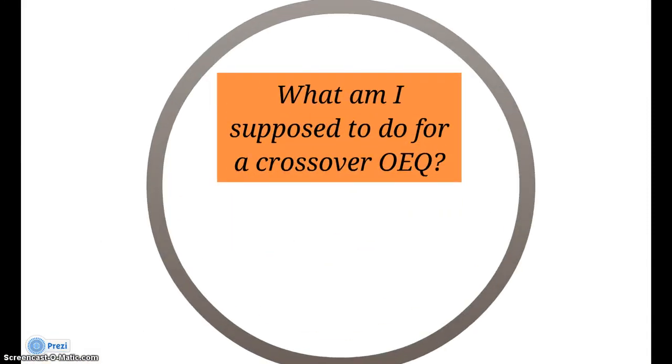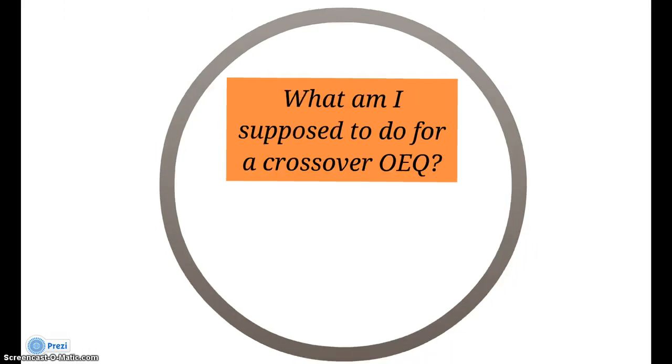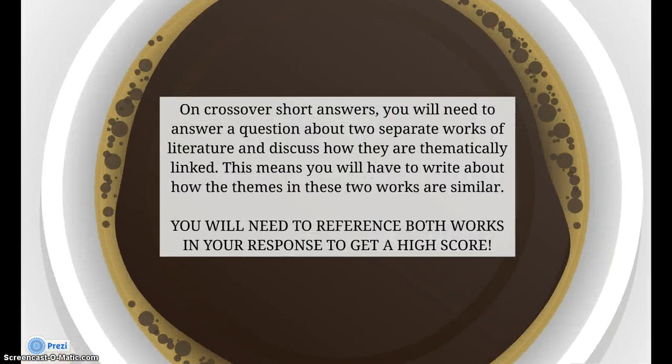So we'll look at some more practice on that, but the other thing we want to look at is crossover OEQ, because it's the same format, but it is different. For a crossover OEQ, you're actually going to have two different pieces of literature. So you might have a poem and a short story, or a short story and an article, or a play and a poem. It's just two different pieces, basically. And you have to look at answering a question that has to do with both of them.